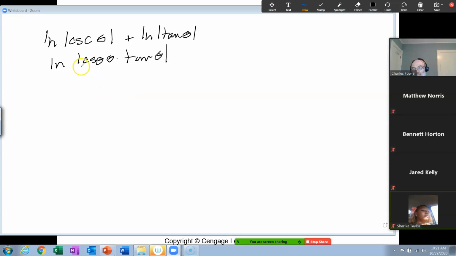Okay, I'll keep the absolute value bars there because, again, this has to be positive. Now, what I want to do, because I don't think in terms of cosecant and tangent, I think in terms of sines and cosines much better. So let's do the log of absolute value. Cosecant is 1 over sine theta, plus, and tangent is sine theta over cosine theta.